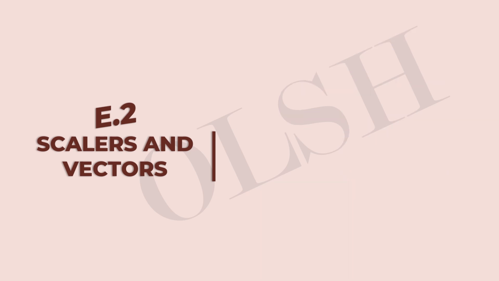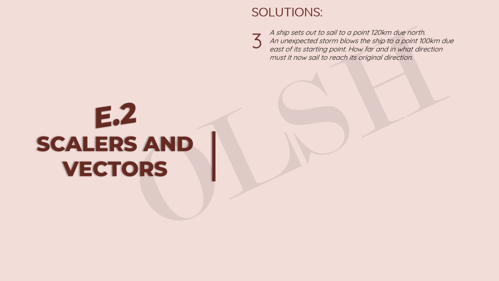Okay, so let's move to the third question. It says a ship sets out to sail to a point 120 kilometers due north. An unexpected storm blows the ship to a point 100 kilometers due east of its starting point. How far and in what direction must it now sail to reach its original destination?